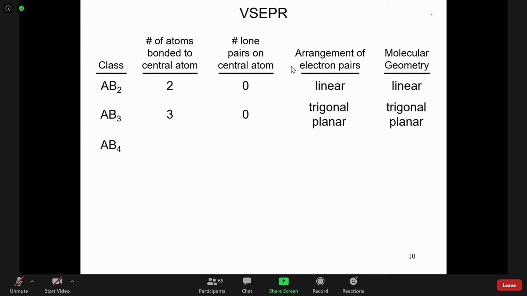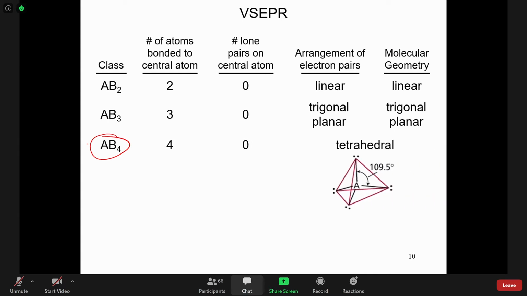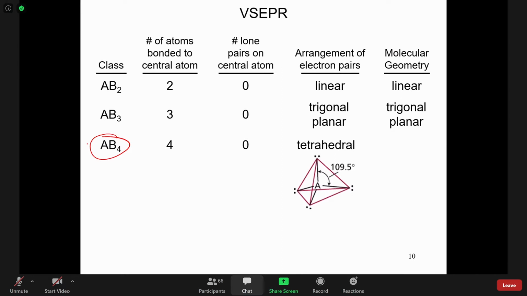Now things with AB4. What does that sound like? That sounds something like methane, right? So 4 atoms bonded to the central atom, 0 lone pairs in methane around the carbon. Now we get to something different looking. We get to something called tetrahedral.